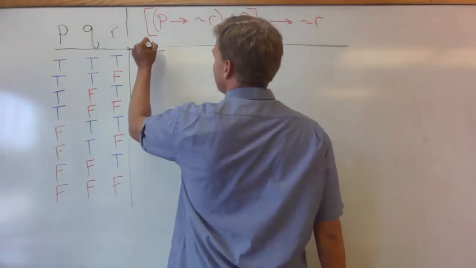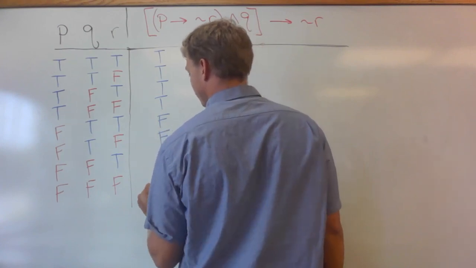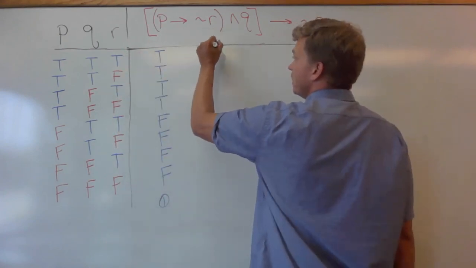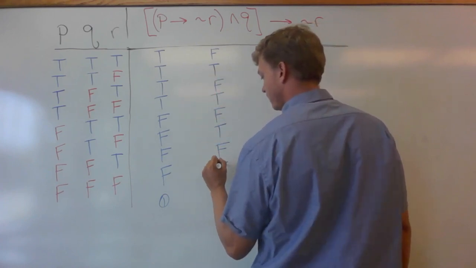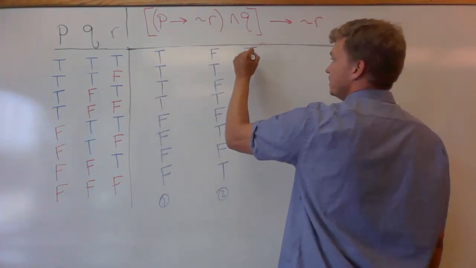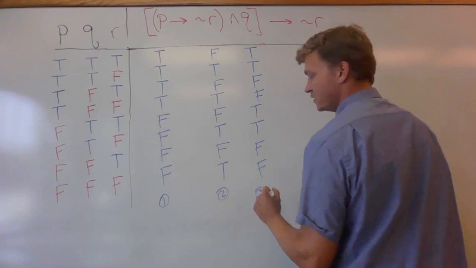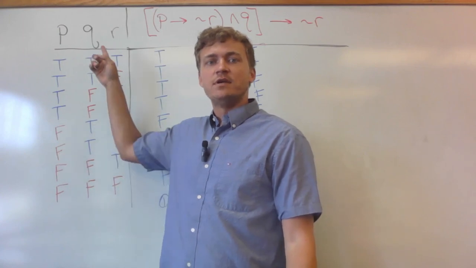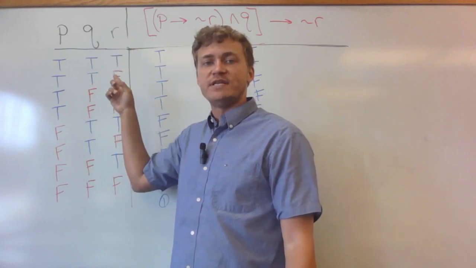For P: T, T, T, T, F, F, F, F, column one. Not R, just switching the alternating letters: F, T, F, T, F, T, F, T for column two. For Q, alternating by twos: T, T, F, F, T, T, F, F. Make sure we write it like this each time when we have three statements. For P, four T's, four F's. For Q, alternate two at a time, two T's, two F's, two T's, two F's. For R, alternate one at a time: T, F, T, F, T, F, T, F.